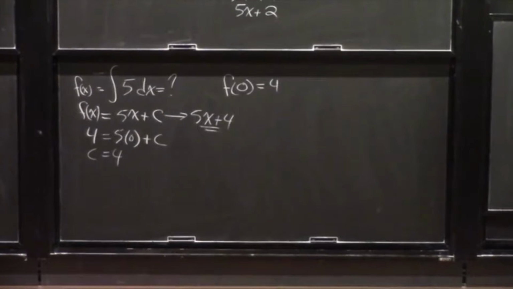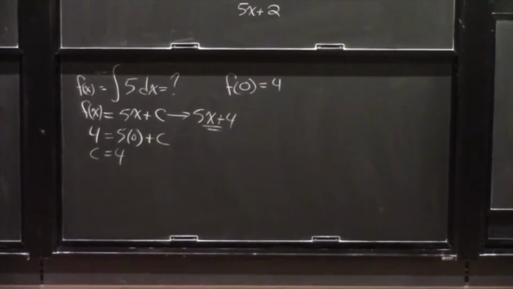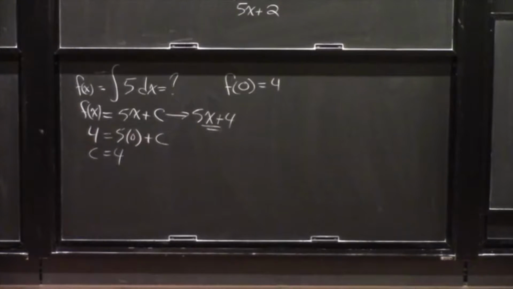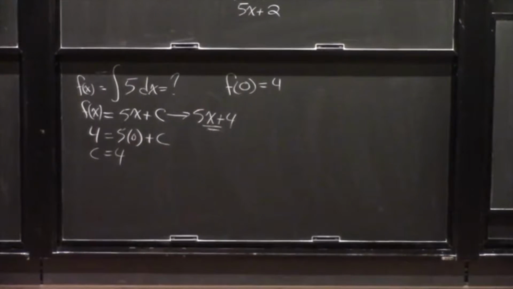The problem is, what's the derivative of 5x squared? It's 10x. So it's 10x, not 5x. So we'd have to divide this by 2. That 10x divided by 2 is 5x. That would get us back where we started, plus some constant.